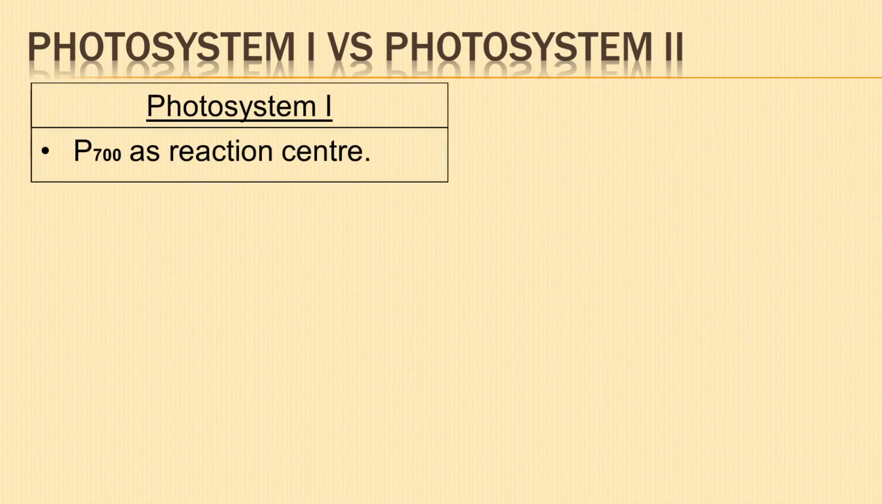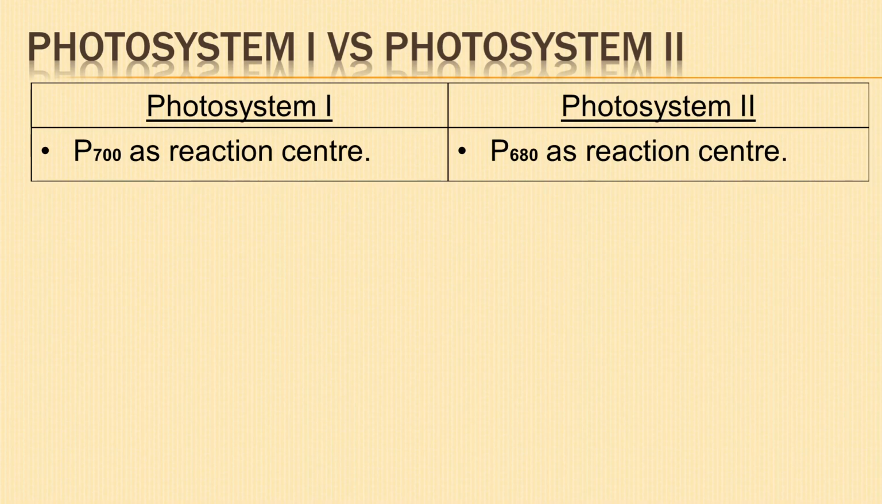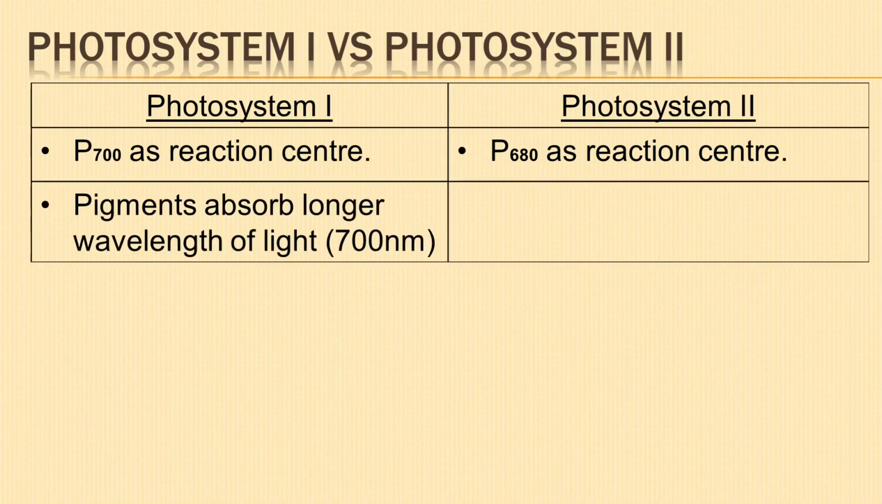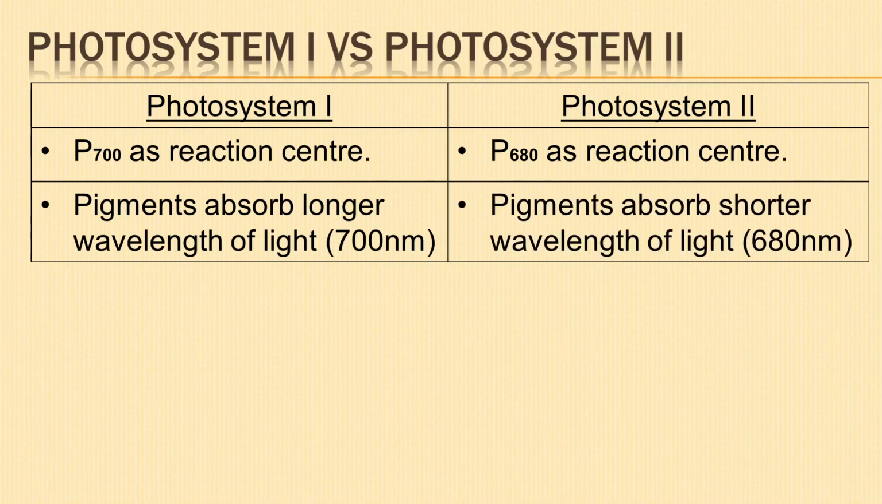Photosystem 1 has P700 as the reaction center. Photosystem 2 has P680 as the reaction center. The pigment in photosystem 1 absorbs longer wavelength of light, which is 700 nanometer. The pigment in photosystem 2 absorbs shorter wavelength of light, which is 680 nanometer.